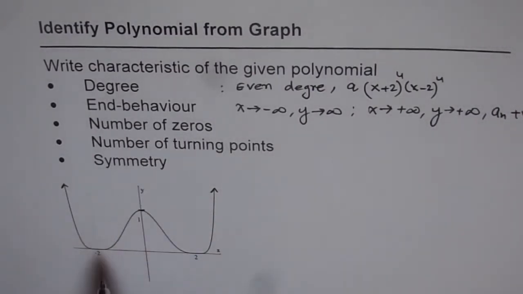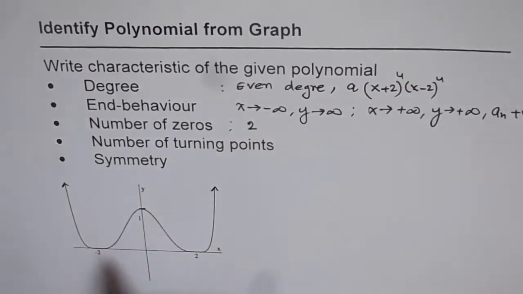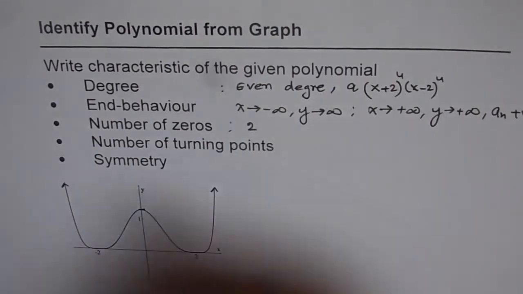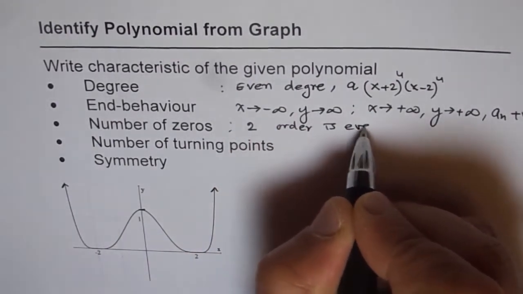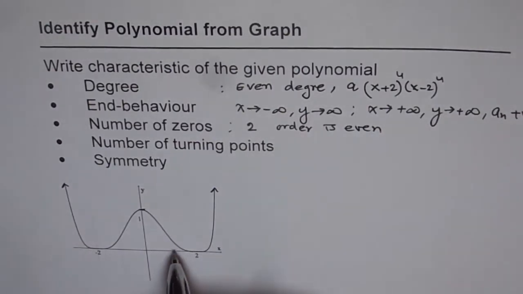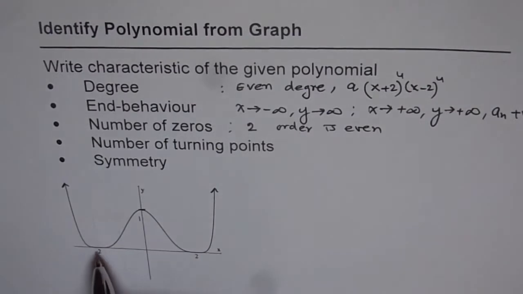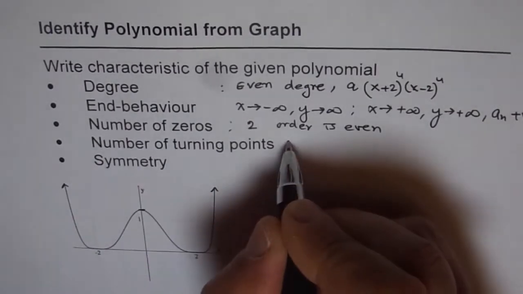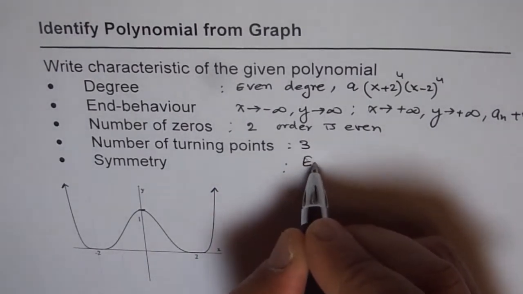Now, number of zeros. So we have only 2 zeros here. Number of zeros is 2. And their order is even. Order is even because the graph bounces back. Number of turning points, you can count 1, 2, and 3. And symmetry is even symmetry.